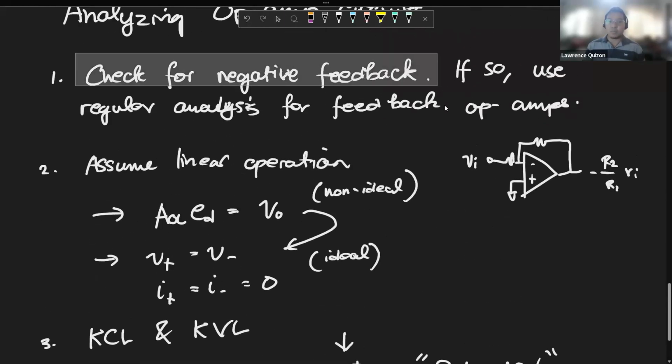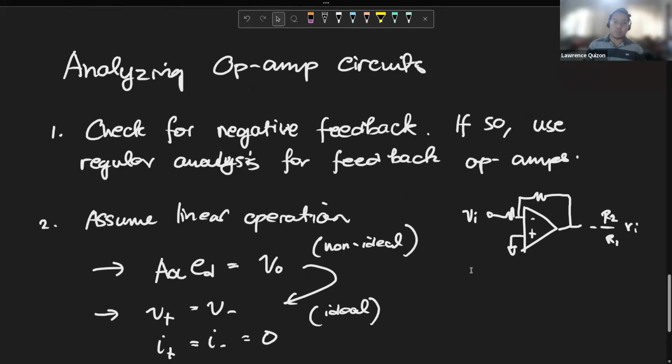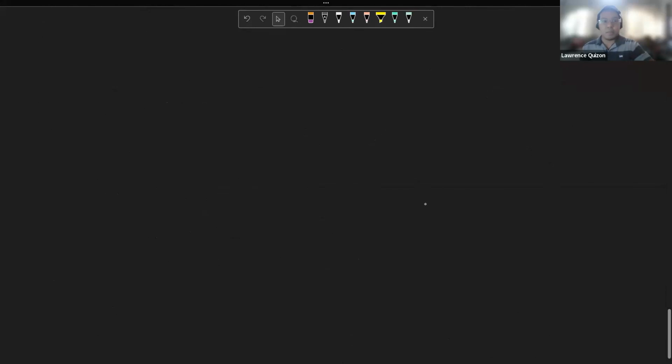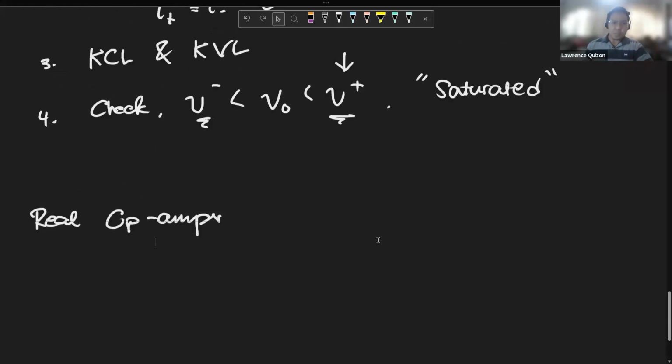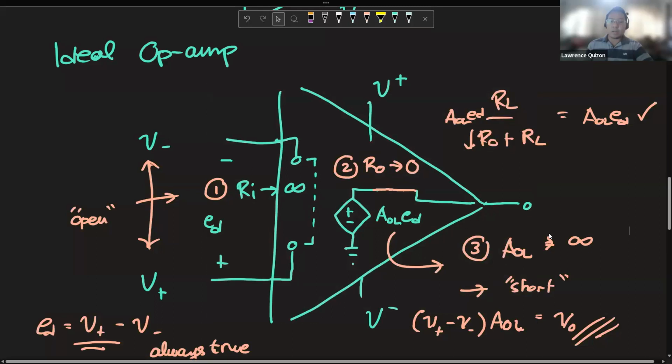Also, kapag negative feedback, of course, hindi mag-a-apply itong gain natin, right? Kasi mapapalitan yung gain natin ng closed-loop gain, right? So that's what the steps are for analyzing op-amp circuits. Next, let's talk about real op-amps. No? So, di ba ito, describe natin dito kung ano yung ideal na op-amp.